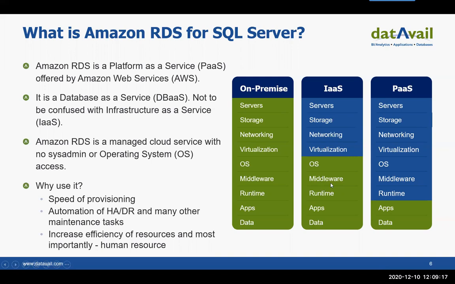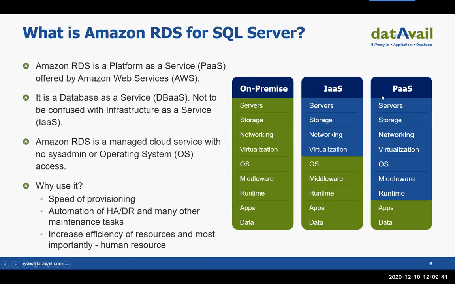However, in infrastructure as a service, if we run it on EC2, for example, then Amazon Web Services will be responsible for the items highlighted in blue: server, storage, networking, virtualization. You and your team will be responsible for OS, middleware, runtime, apps, and data.